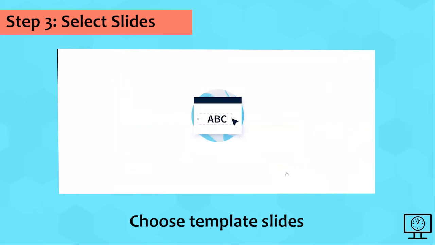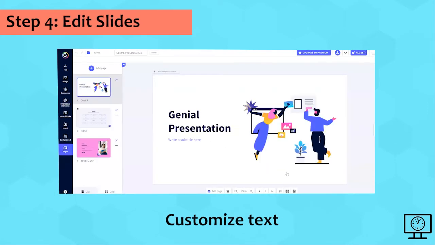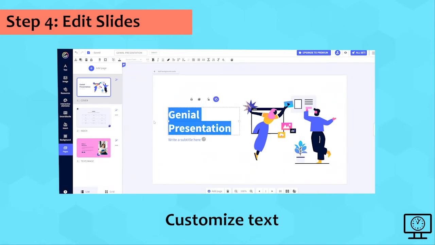Now sit back and wait for Genially to do its magic. You can see all your slides on the left. Let's edit the text on this first slide. To edit the text, just double-click on it. You can edit this text just like you would in Word or PowerPoint. Select it and type anything.